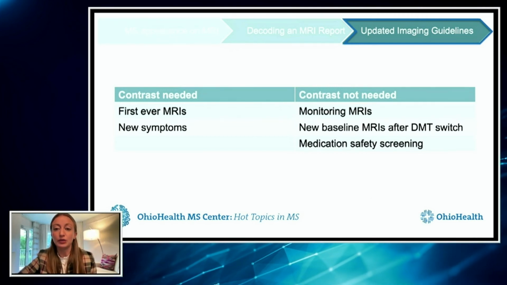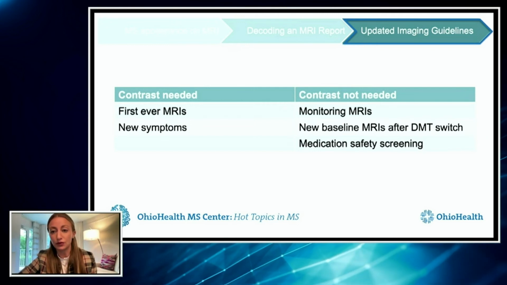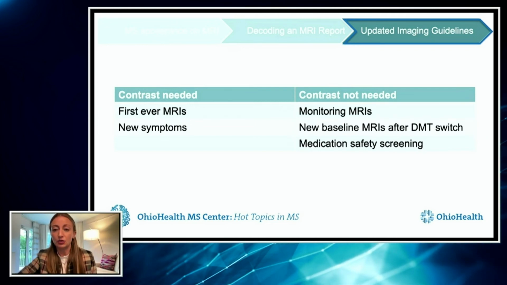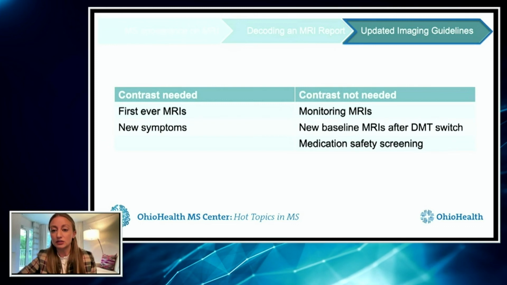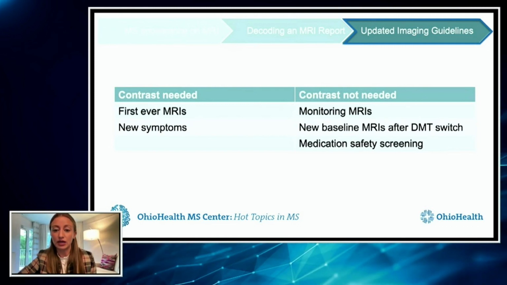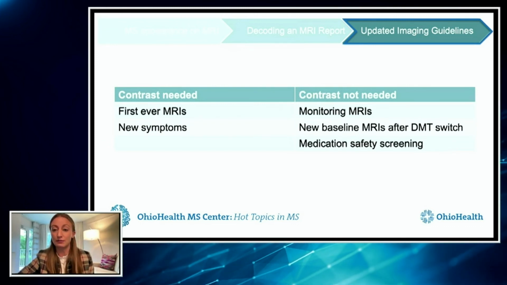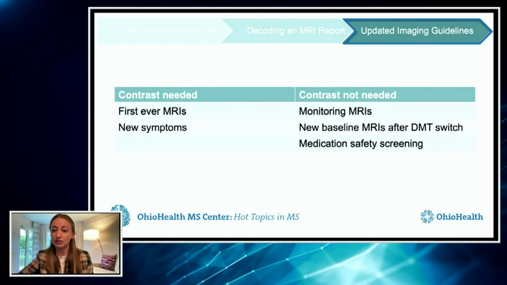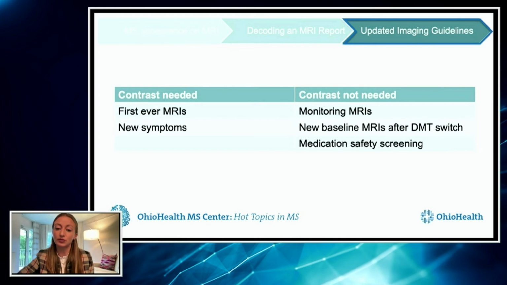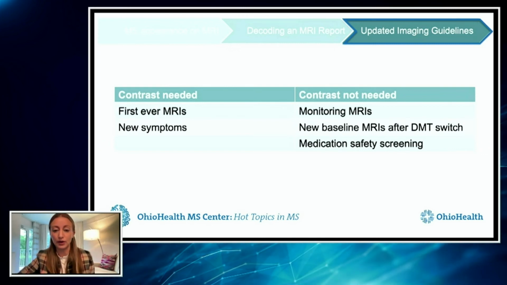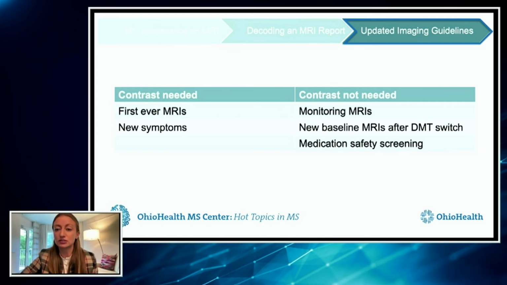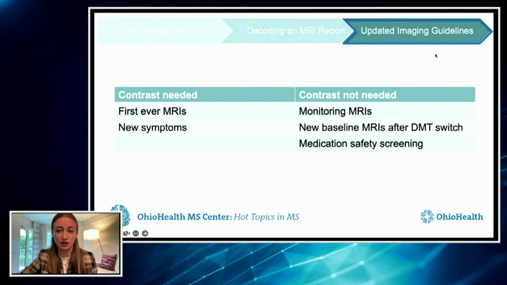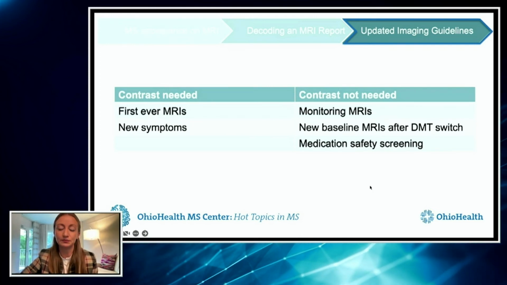So specifically PML, progressive multifocal leukoencephalopathy. We do yearly scans. It's the same yearly scan that you would get to monitor for MS activity, and contrast is not necessary. If we were to see something that was concerning for PML, that may be a case where we would go back and add contrast, but just in the monitoring for PML, it is not necessary or needed.